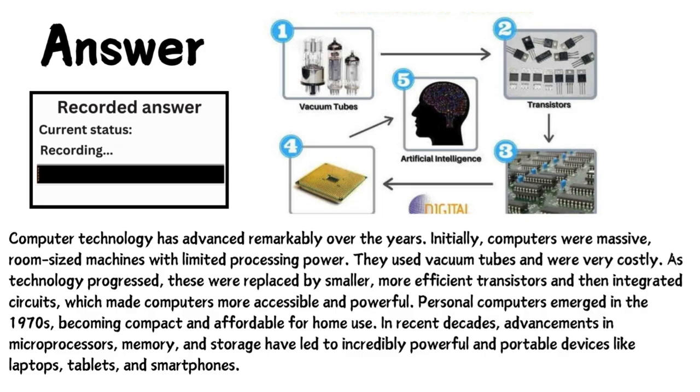Computer technology has advanced remarkably over the years. Initially, computers were massive, room-sized machines with limited processing power. They used vacuum tubes and were very costly. As technology progressed, these were replaced by smaller, more efficient transistors and then integrated circuits, which made computers more accessible and powerful.